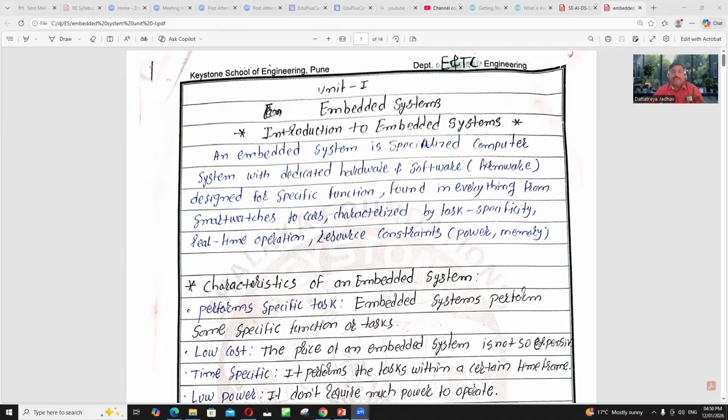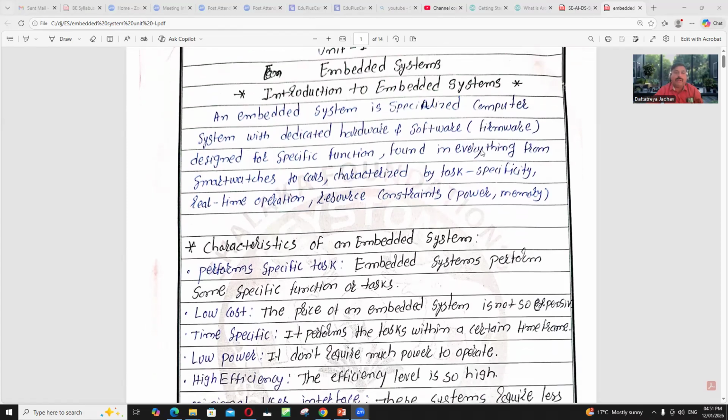Now, in the last lecture, we just learned about the overview concept related with embedded system. Now we start with our syllabus for embedded system. That is the first unit of the AIDS student branch, Introduction to Embedded System. So, concept related with embedded system. Let's go with a definition.